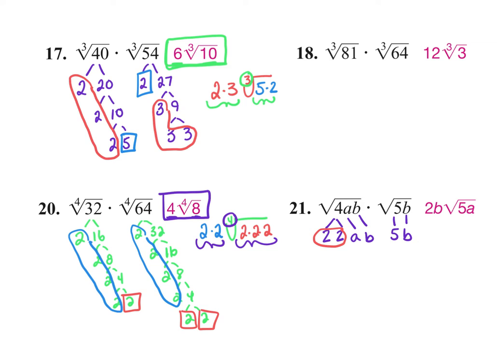We have one group of 2 that's going to come out. We actually also have B's that can come out. Those B's group up. So a B can come out. Those are the only things that can come out. On the inside, we have this A and this 5 that cannot group. And so that is your answer.